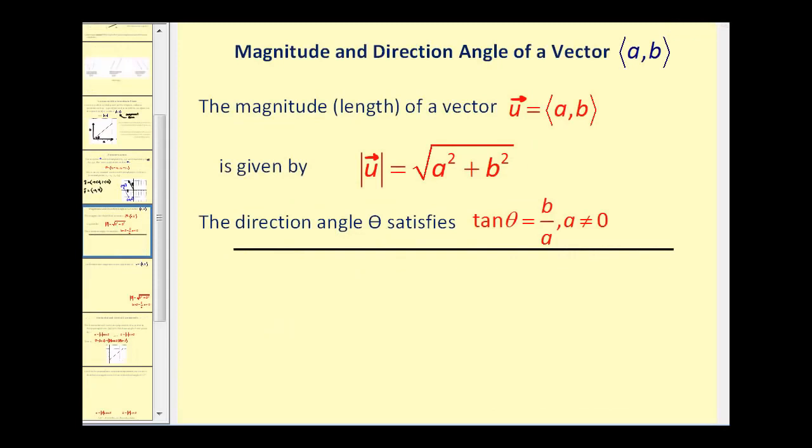Next, let's talk about the magnitude and direction angle of a vector. The magnitude or length of a vector u is given by the square root of a squared plus b squared. And the direction angle, theta, satisfies the equation tangent theta equals b divided by a, where a doesn't equal 0. Let's take a look at a problem.